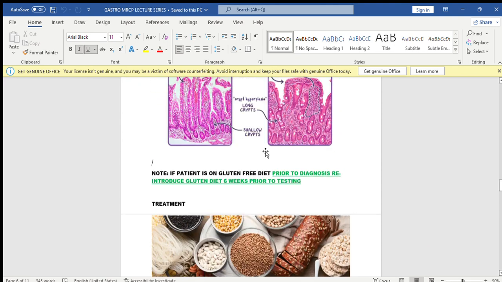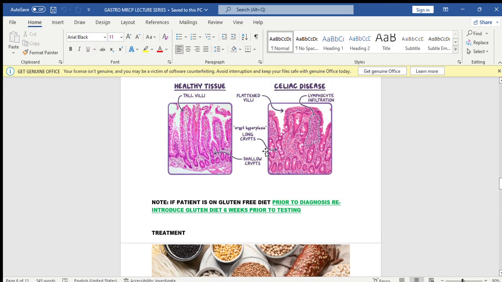So now next is the testing part. Now we need to remember one important thing. This is a question. If you are testing someone for celiac disease and they are already on a gluten-free diet, we need to reintroduce gluten 6 weeks prior to testing. Remember that, it is a question. They're going to ask you and they're going to test you for this.